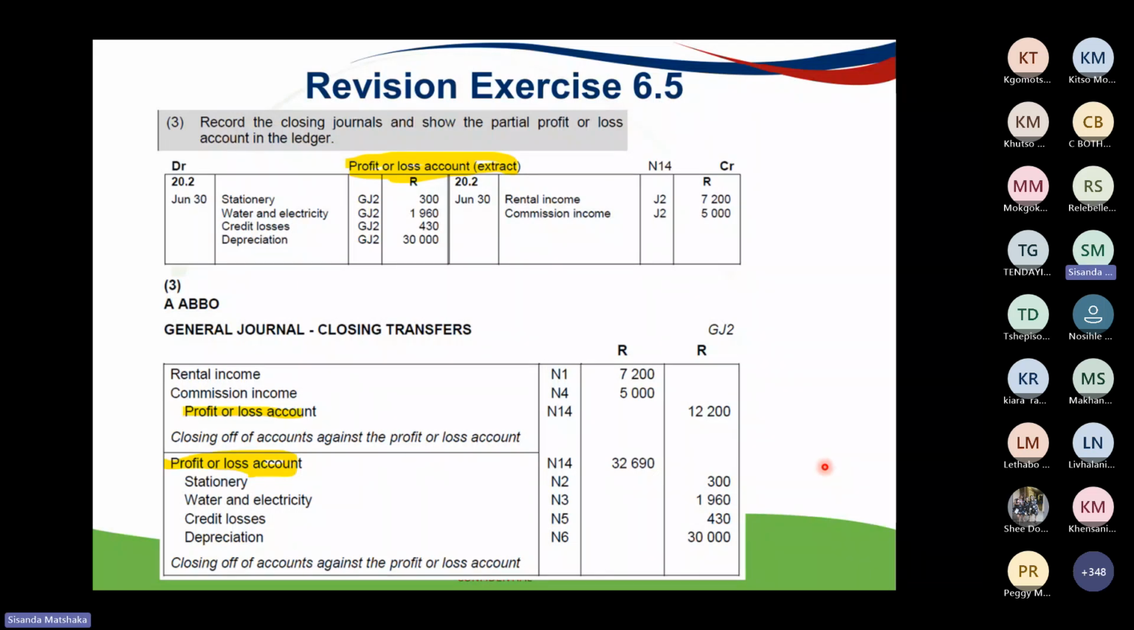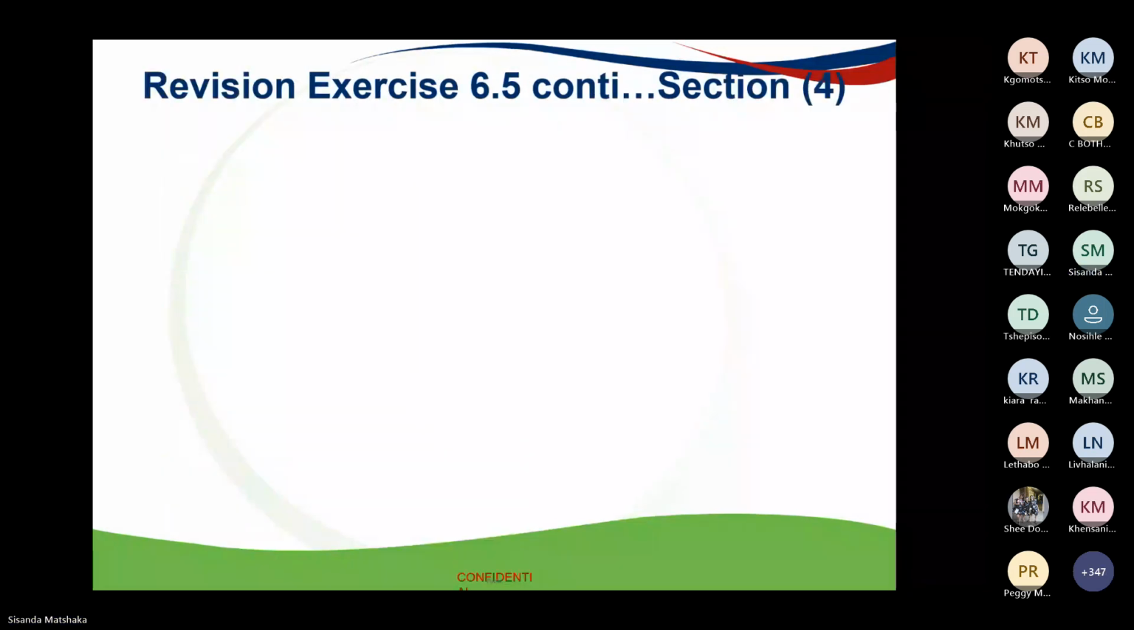I'll then hand over to my colleague, Sihle, for sections 4 and 5. Sihle, I hope you are online. Thank you very much, Sisanda. Good afternoon, colleagues. Let me just fly it in. I'll stop sharing, Sihle.